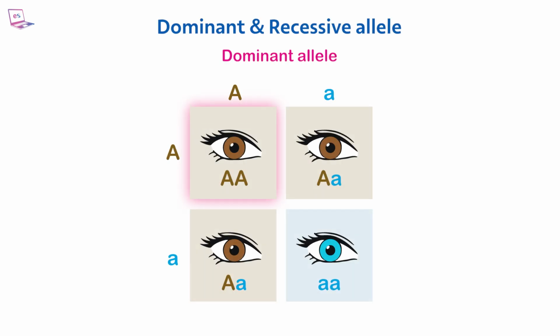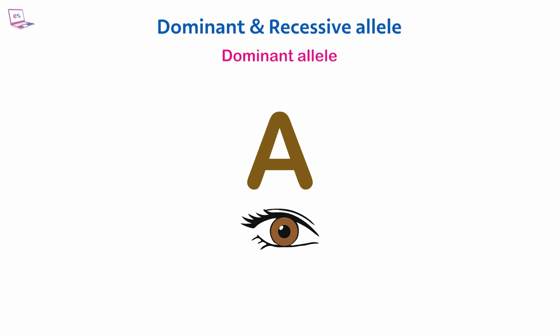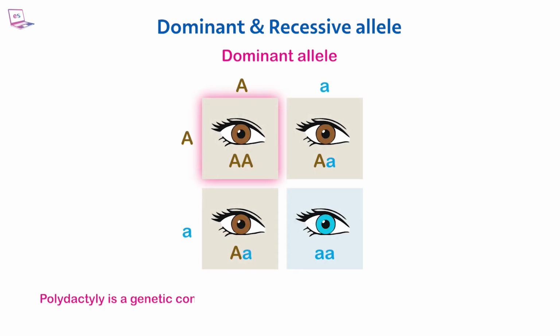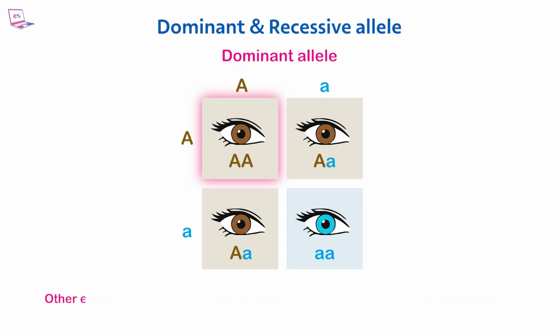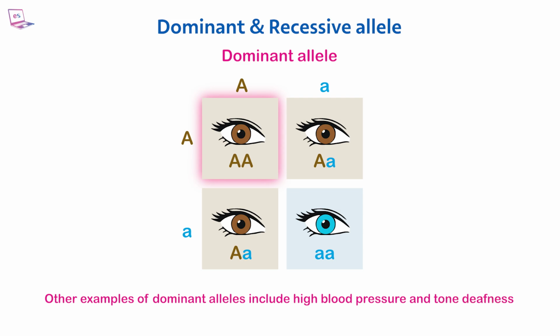Dominant and recessive alleles. An allele that is dominant is expressed even when only 1 copy is present. The dominant allele is represented by the capital letter A. Polydactyly is a genetic condition that results in the presence of extra fingers or toes, caused by a dominant allele. Other examples of dominant alleles include high blood pressure and tone deafness.